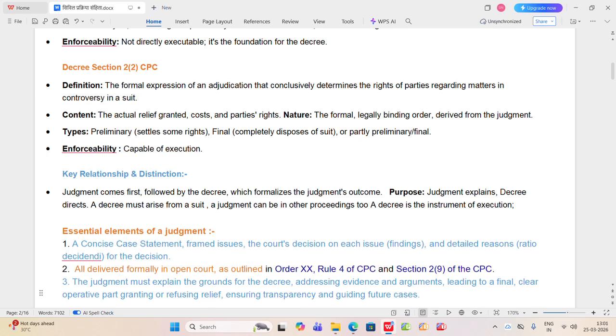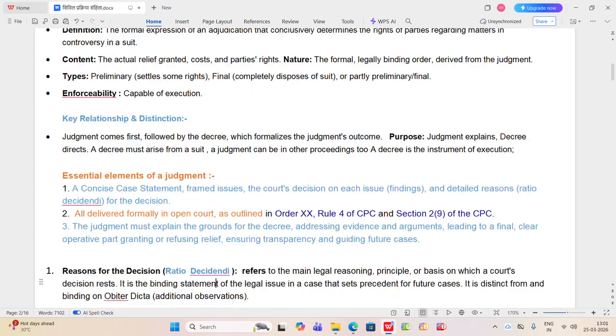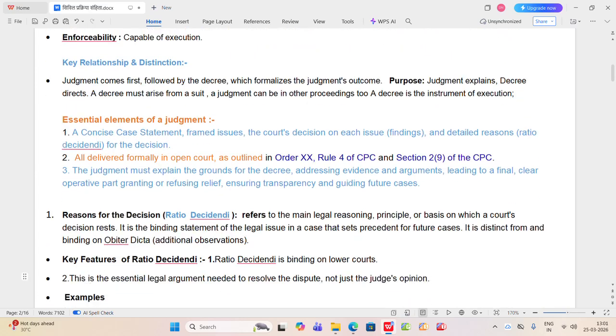The decree which is elaborated is based totally on the judgment, which explains the reasons for taking the decision. So decree should be transparent, final, and granting or refusing relief all should be mentioned. But this is based on the judgment. Now, friends, let us discuss what is ratio decidendi.